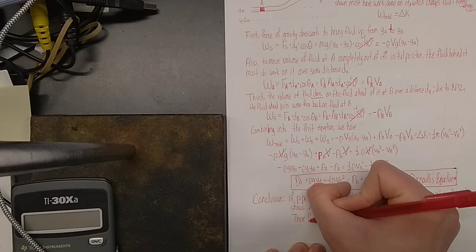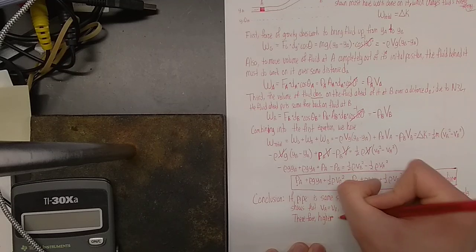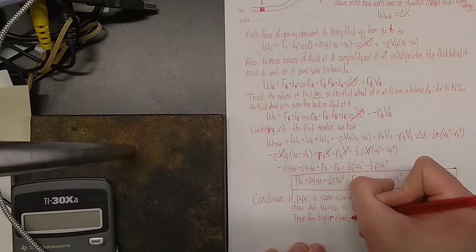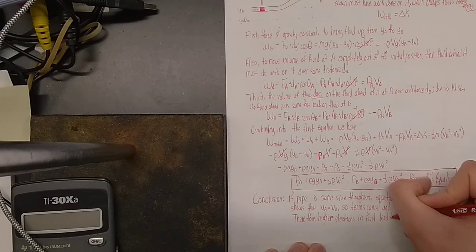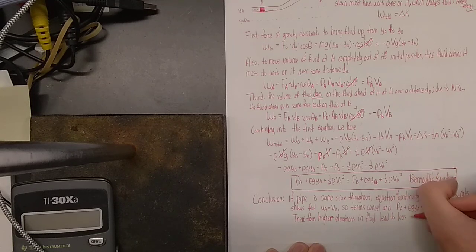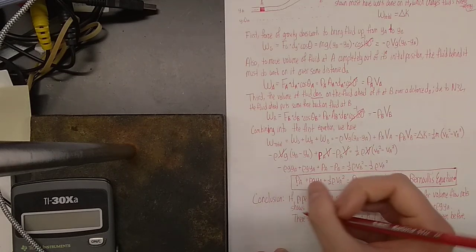And if that's the case, higher elevations in the fluid lead to less pressure. In other words, if YA is big and these two sides have to be equal to each other, that means PA must be smaller since there's the same density and the same acceleration due to gravity at all points. Leads to less pressure as seen before. Another conclusion.